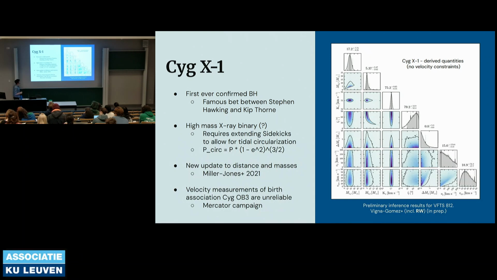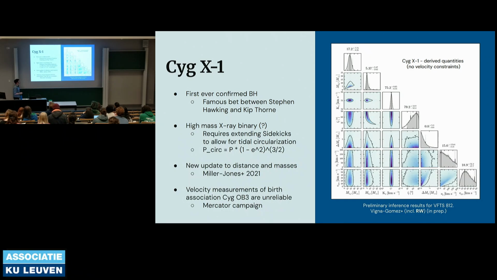For this particular system, a few years ago, there were updates to the distance and therefore the masses of the two components from Miller-Jones. The black hole is now about 20 solar masses, which at the time was the largest black hole observed in electromagnetic radiation, I think. Largest stellar mass black hole in EM.